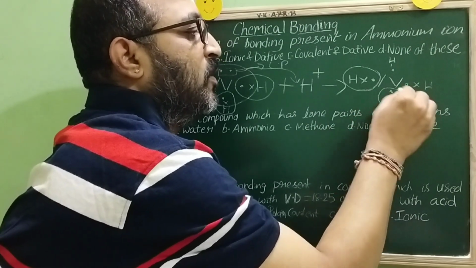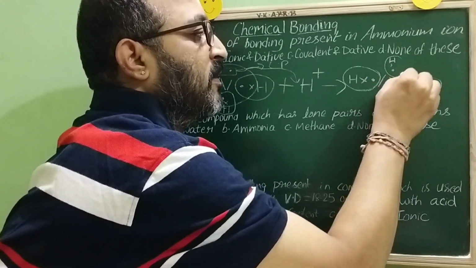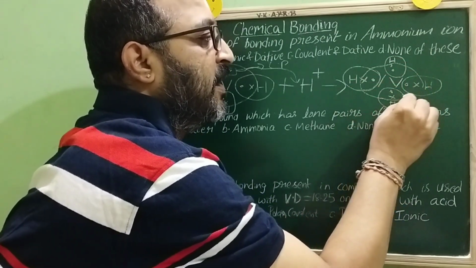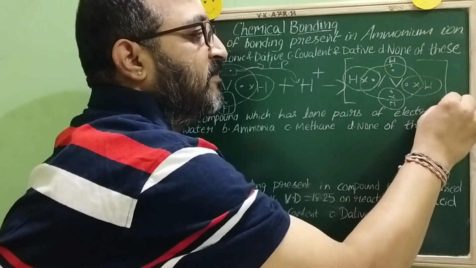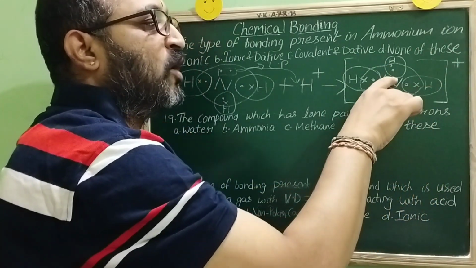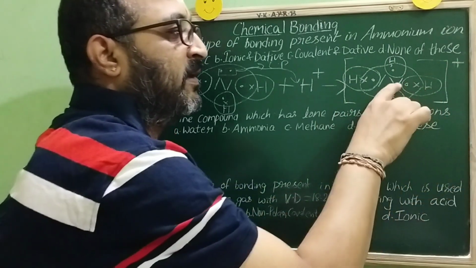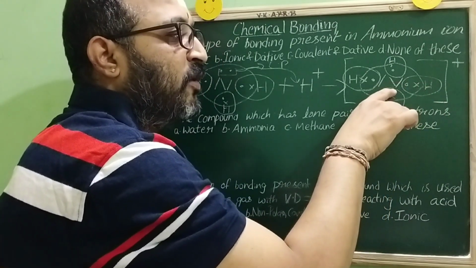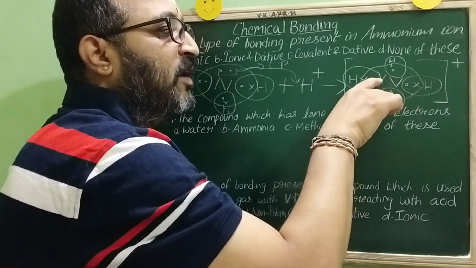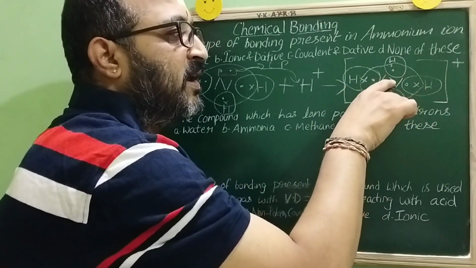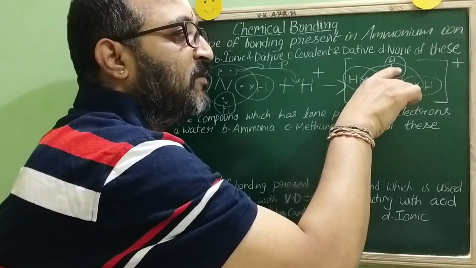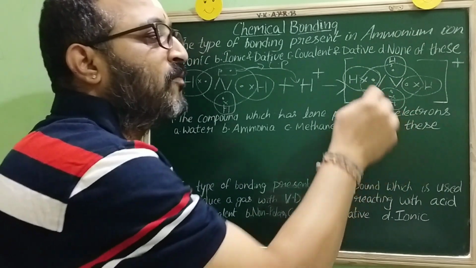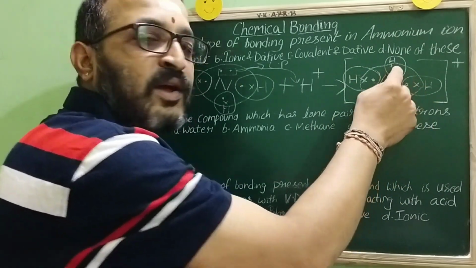Duplet, duplet, duplet, and duplet. Then finally the nitrogen atom has attained octet, and that is nothing but formation of what? Ammonium ion, NH4 plus. Here nitrogen has given 1, hydrogen has given 1, covalent bond. Nitrogen 1, hydrogen 1, covalent bond. Nitrogen 1, hydrogen 1, covalent bond. Here nitrogen only has given both the electrons, coordinate bond. So the conclusion is, in ammonium ion we have a covalent bond and a coordinate bond.